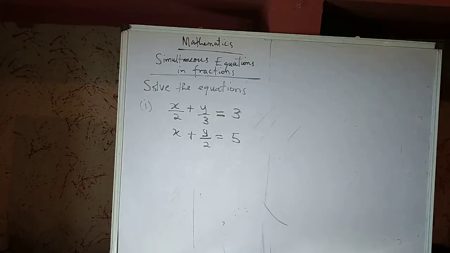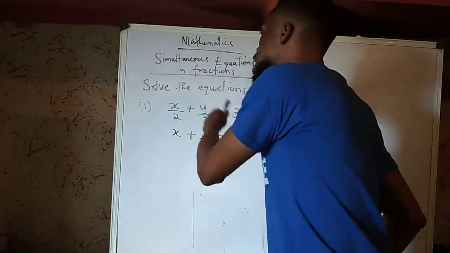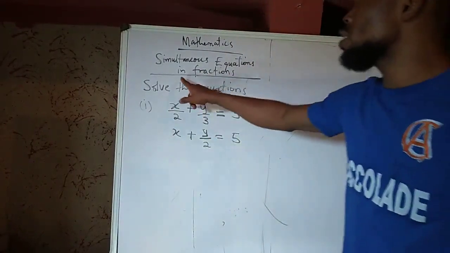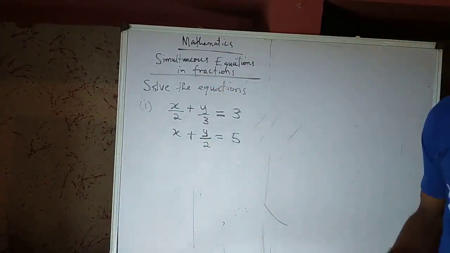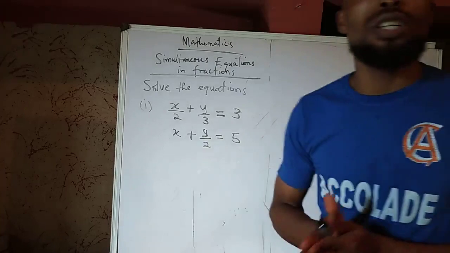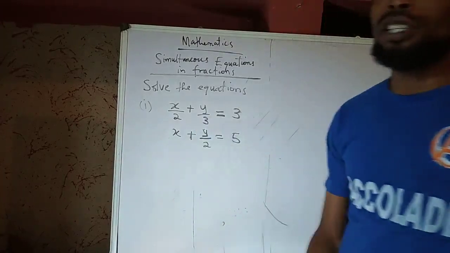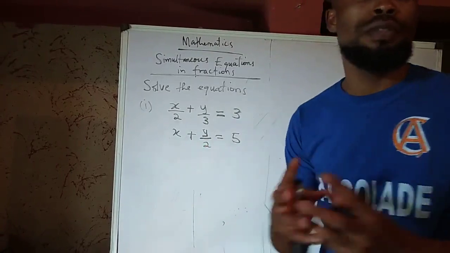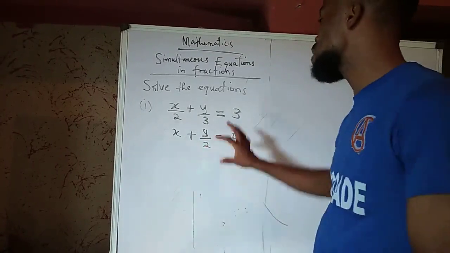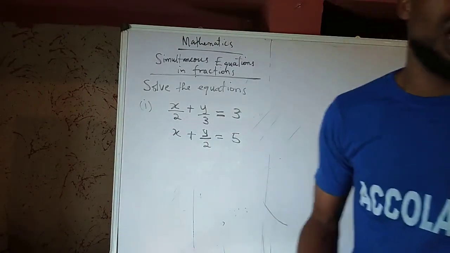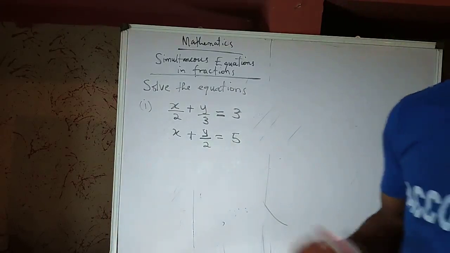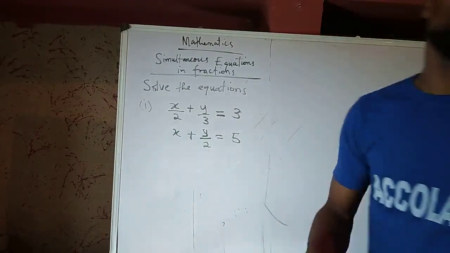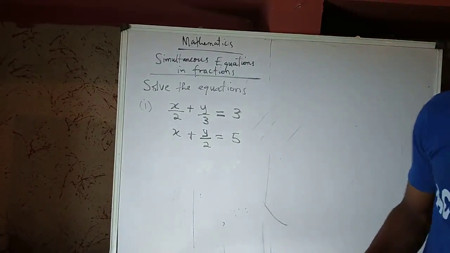Okay, so you see here we have simultaneous equations in fractions. Some simultaneous equations can be written as fractions. Sometimes you can have both equations as fractions, and sometimes just one of them as a fraction. However it is, we just do the simple thing.